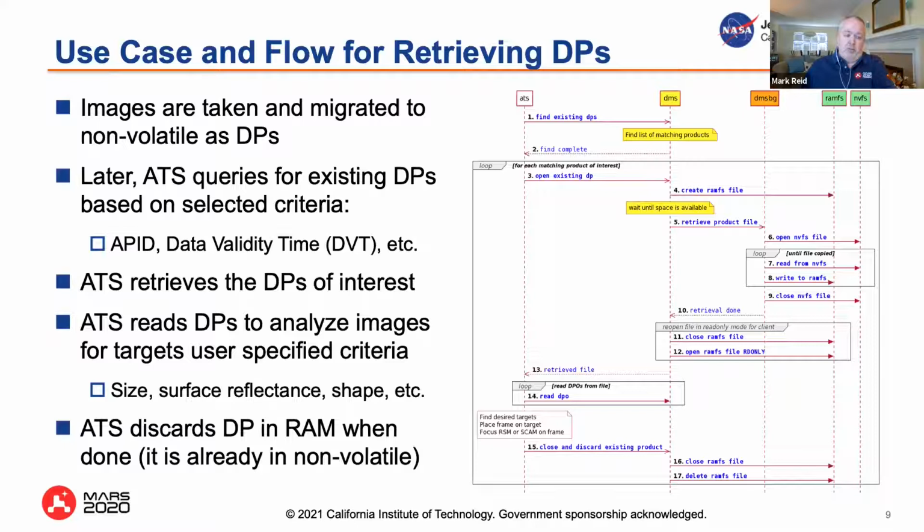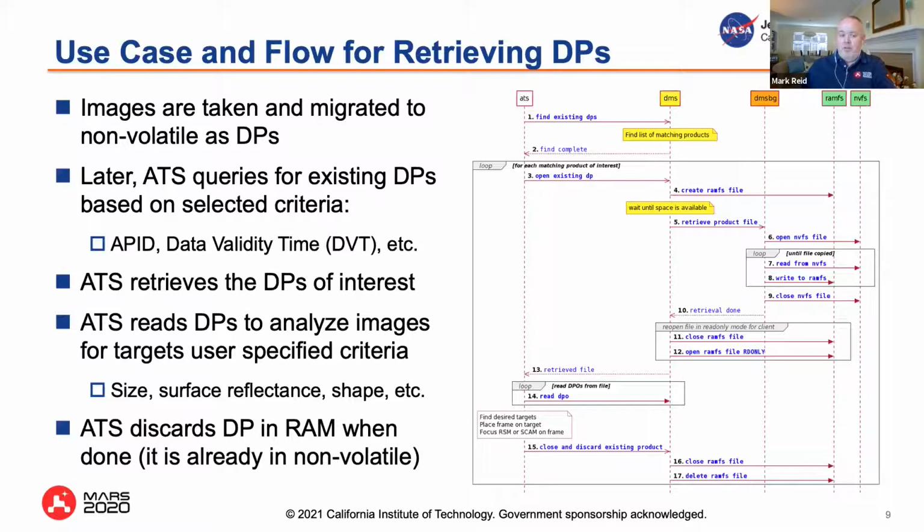So it can look for, and this is external to my software, so this is in the ATS software, look at various features, or look for specific features based on size, surface reflection, shape, various criteria that have been set up for goals for doing autonomous target selection.